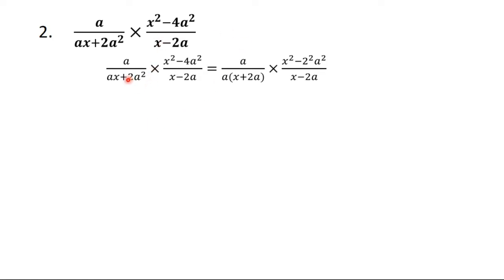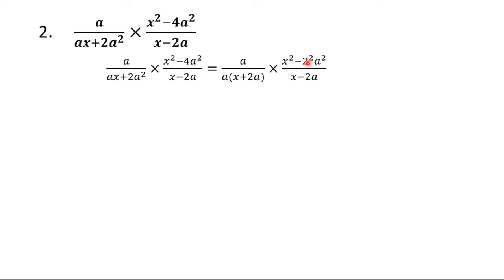Now when you come to this part, here is a, so you can't factorize anything there. But when you come here, you know that we have a here, we also have a here. So a is a common factor, so we can factorize that out. So we are going to have a into bracket x plus 2a. Then we come to this side. Now when you come here, you can see that we have x squared minus 4a squared. We learned that whenever you see something like this, you should begin to think of difference of 2 squares. Now we can change 4 to 2 squared.